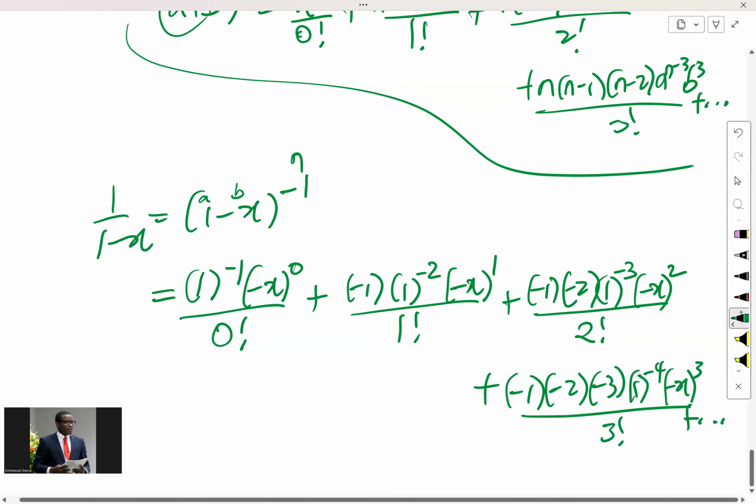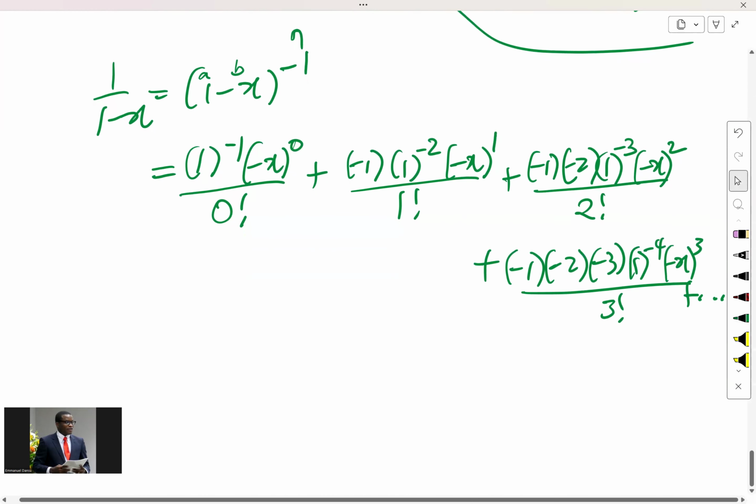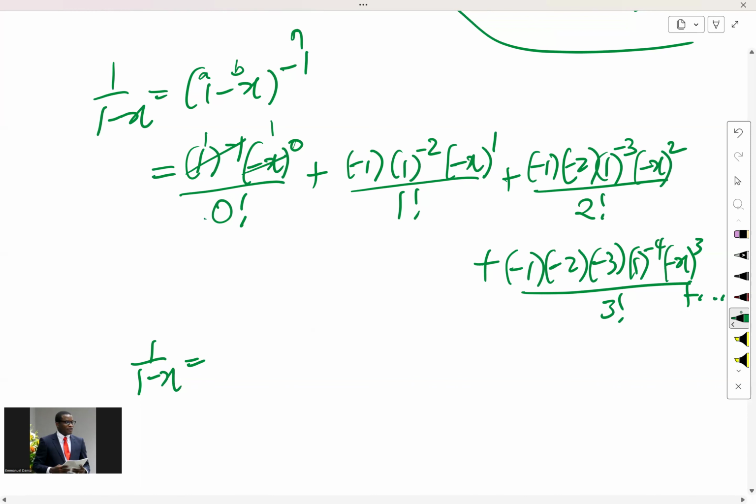So I'm going to do a playlist on binomial expansion very soon. I think I haven't done that. And it's really very useful. Okay, so now we just need to tidy this up. So we have 1 over 1 minus x to be equal to 1 raised to power anything. This is 1. Anything raised to power 0 is also 1. 0 factorial is 1. So everything in here is 1.